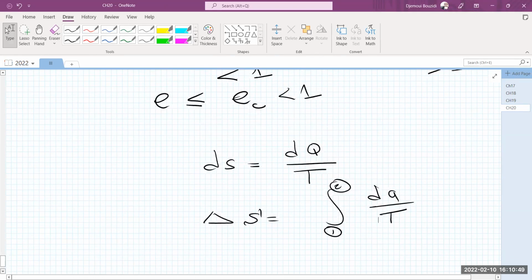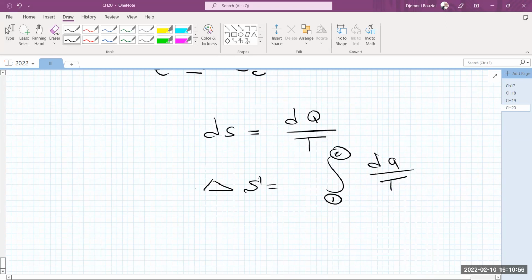What does delta S stand for? The change in entropy. And this is, if you wish, the infinitesimal change in entropy. S stands for entropy.